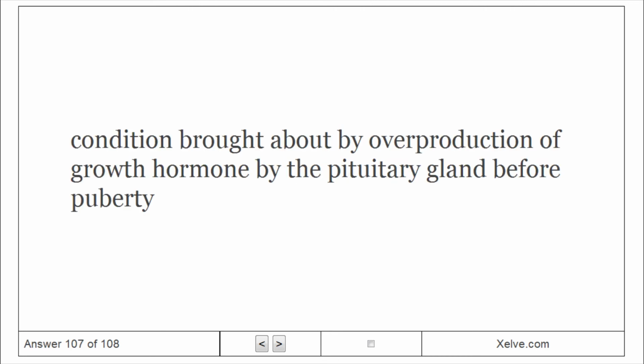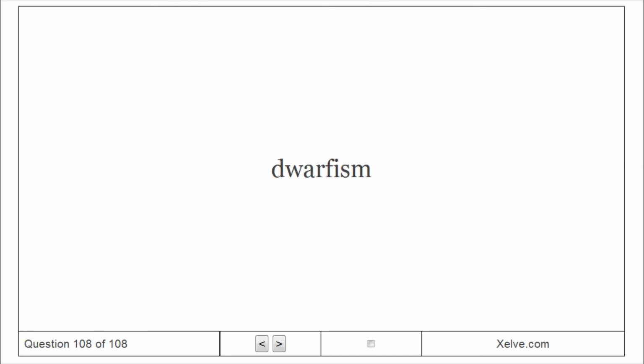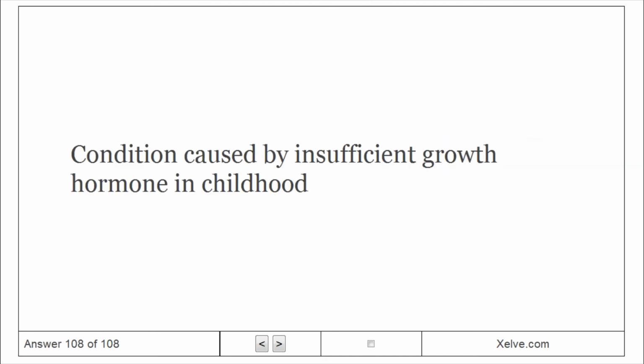Gigantism. Condition brought about by overproduction of growth hormone by the pituitary gland before puberty. Dwarfism. Condition caused by insufficient growth hormone in childhood.